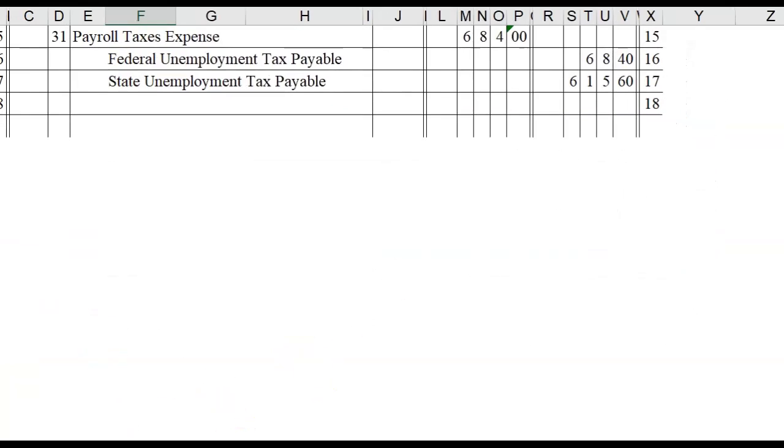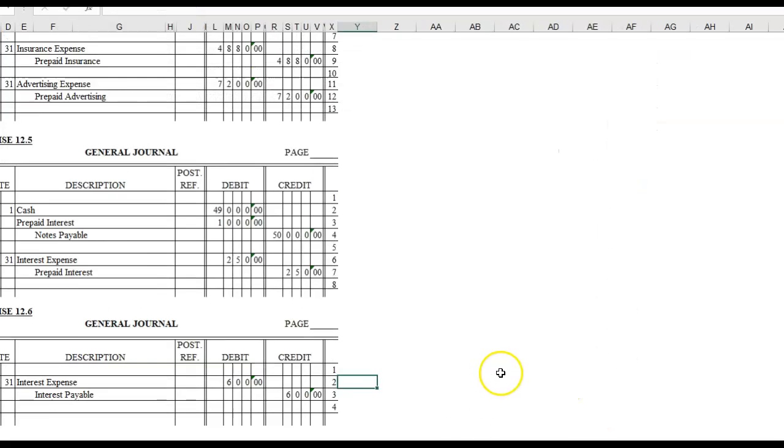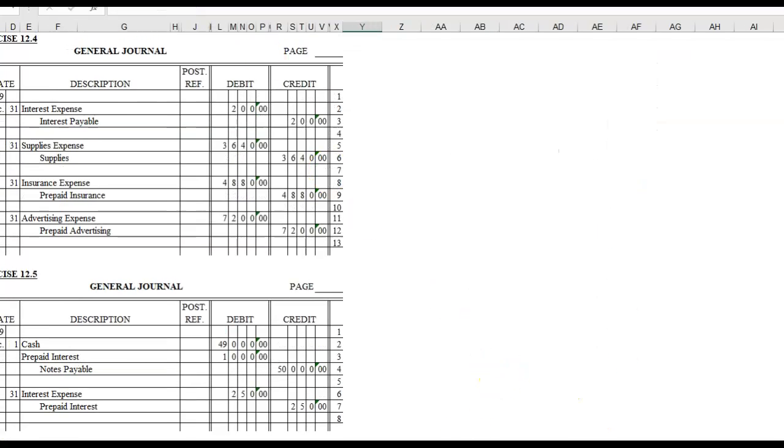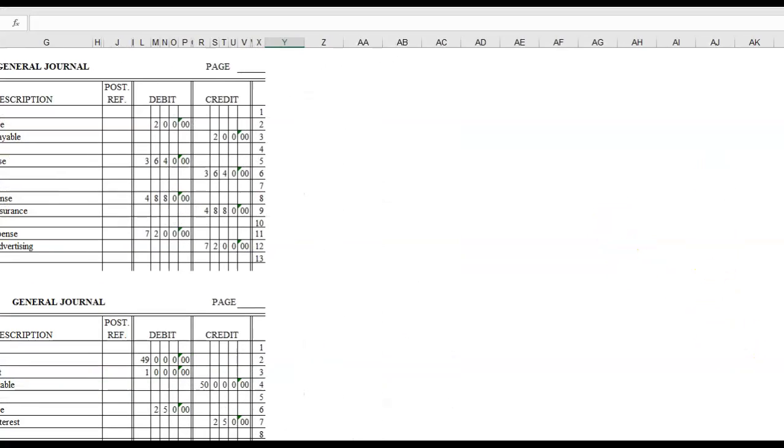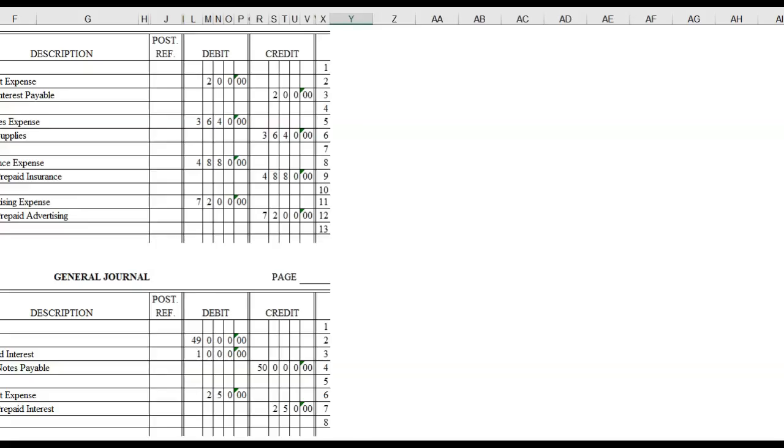Okay, let's move on to the next problem. We are now up to 12.4. And let me zoom in so I can see.